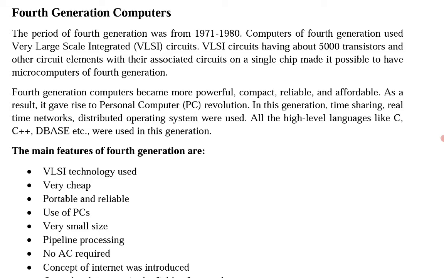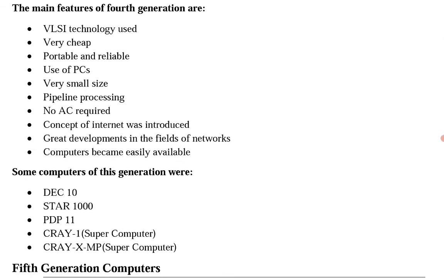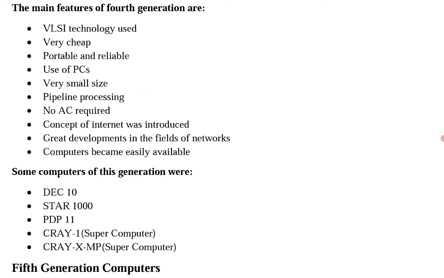In this time, time sharing, real time networks, and distributed operating systems were introduced. High level languages like C, C++, and DBase were used in this generation. All these come under fourth generation. So what are the main features of fourth generation computers? VLSI technologies.